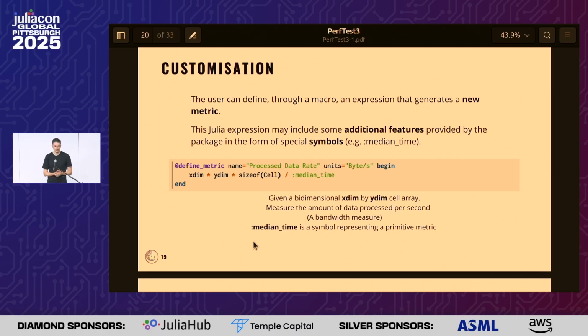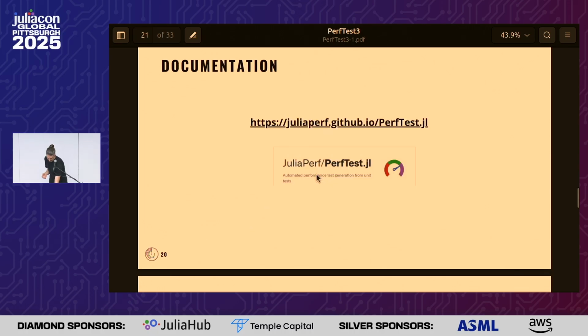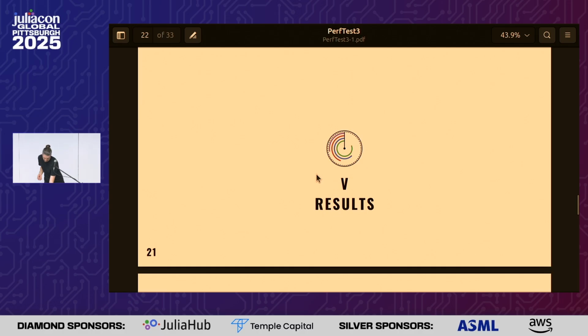Now, there is a lot of possibility to customize. You can define new metrics, and you can use some special symbols here, like this one, median time, in order to define very quickly the metric that you want to use, if you don't want to use effective memory throughput or roofline. Then, of course, you have some documentation. And now let's look at the results.